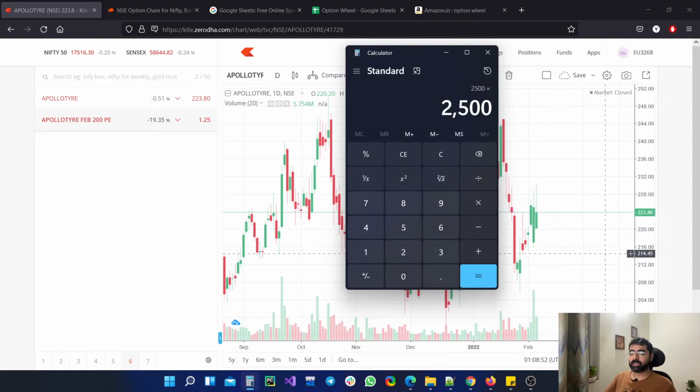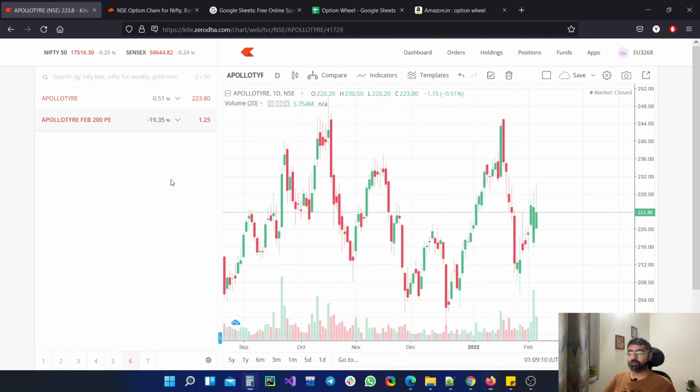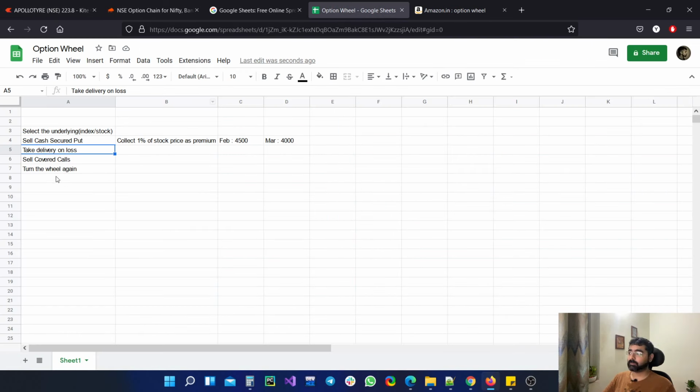So if you are say selling 200 put and the stock has fallen down below 200, which is approximately say 190, let us take 198 as an example. So you would be buying the stock in cash market at 198. So you need to have approximately 5 lakh cash margin free. So now what happens is we have reached the third step of the option wheel. So you have taken the delivery of stock. Now you are not selling cash secured puts, you just bought the share. So you bought the stock. Quantity should be the same as the lot size of that F&O.